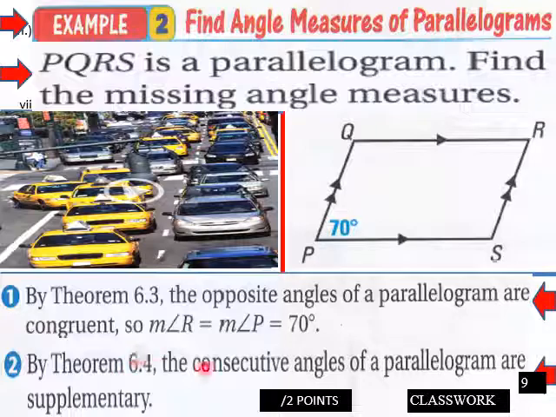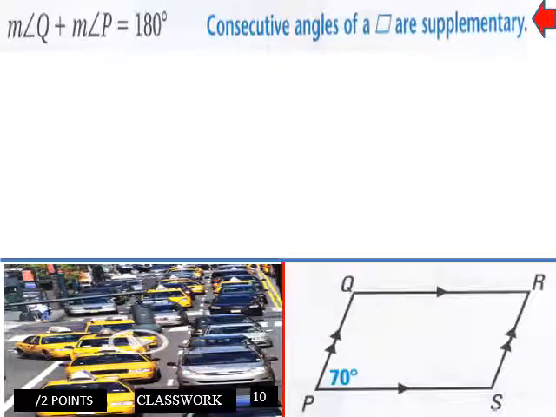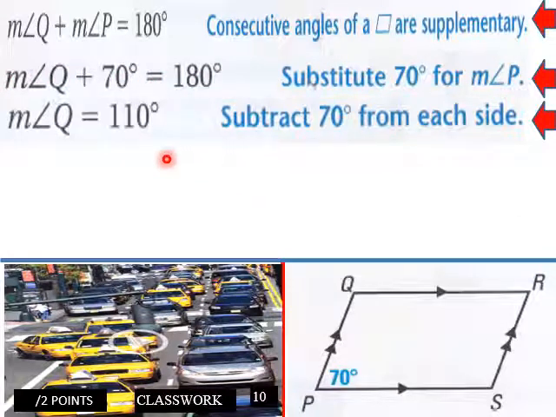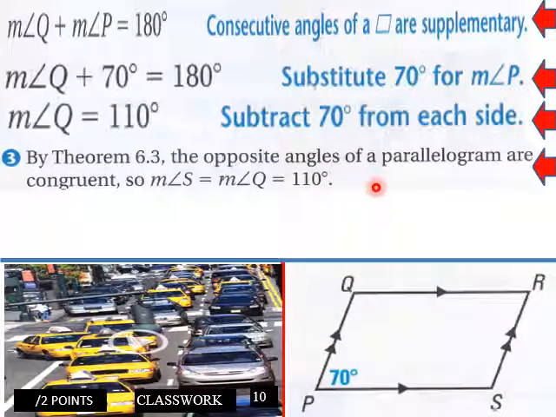By theorem 6.4, the consecutive angles of a parallelogram are supplementary. So what does that mean? Well, angle Q plus angle P would have to equal 180. We know that angle P is 70, so angle Q plus 70 would equal 180. So angle Q would equal 110 here.